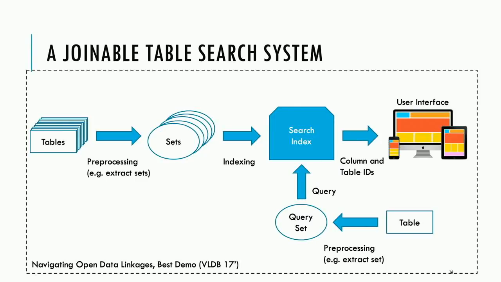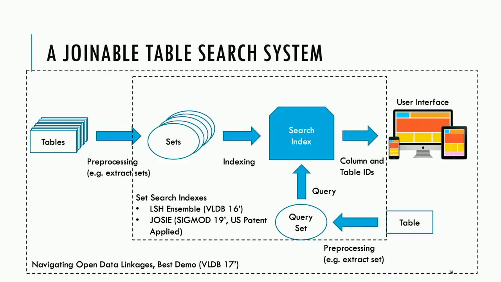This demo won the best demo award at VLDB 2017. People were very excited about it. The secret sauce that makes the search so interactive is the search index. I developed two search indexes. The first one is LSH Ensemble, which was published at VLDB 2016. Another one is called JOSIE, which was published at SIGMOD 2019 and has a US patent pending.